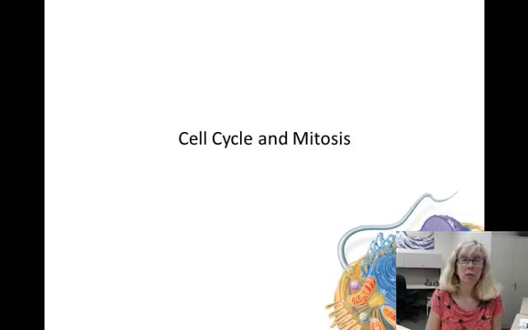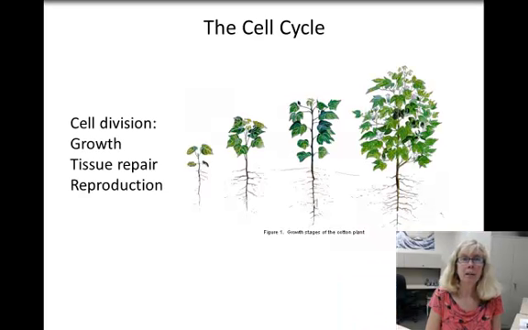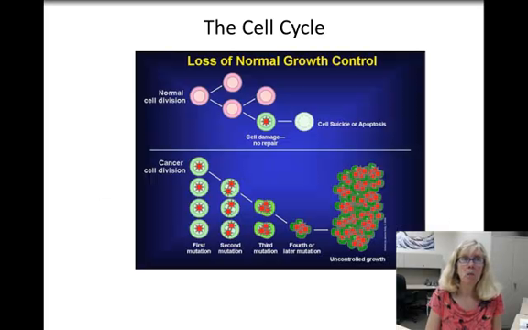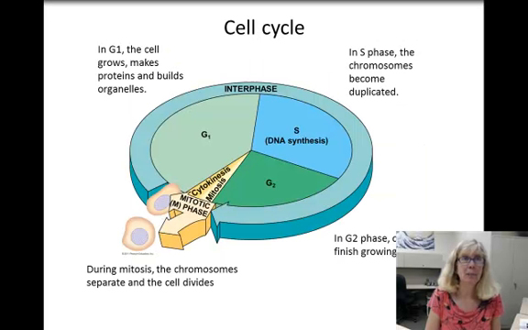Hey everyone, welcome to the Basics lecture on cell cycle and mitosis. Cell division is a normal part of organismal life. It's responsible for growth, tissue repair, and even reproduction in some organisms. And when the cell cycle goes wrong, it's important because it can result in the uncontrolled cell growth that we see in cancer. Let's look at the cell cycle first.